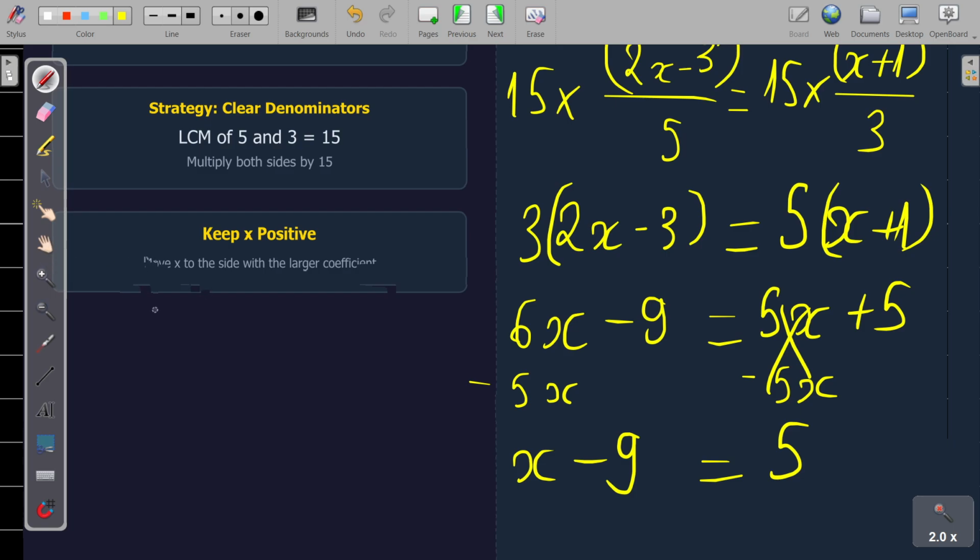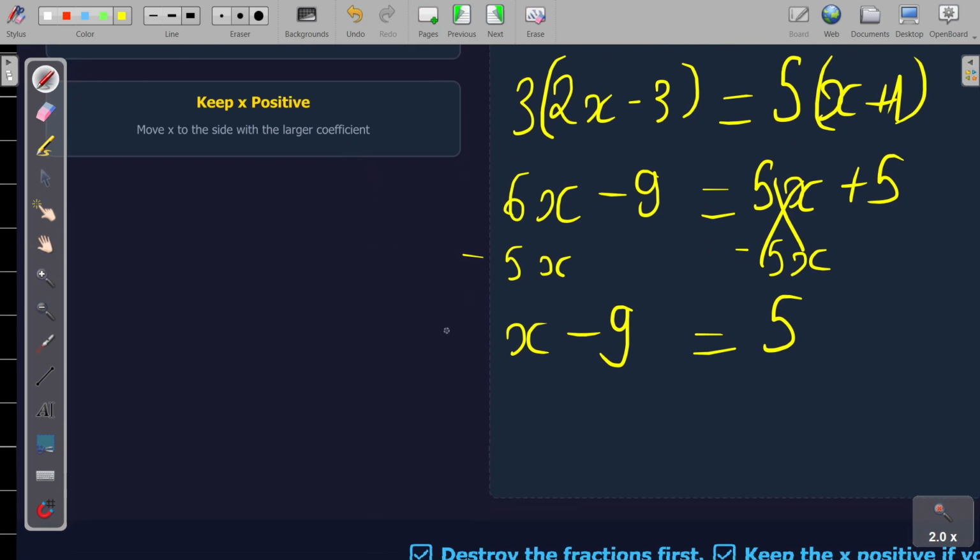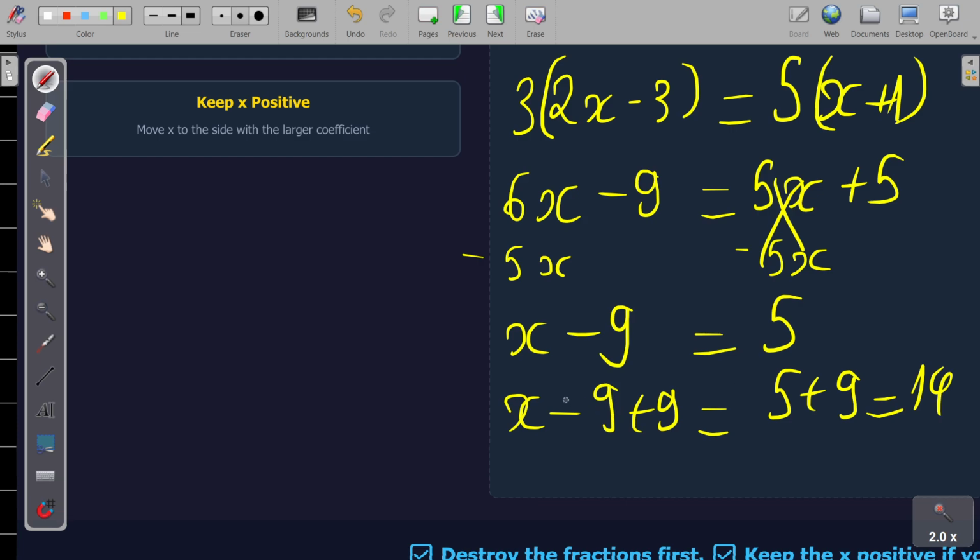x is on one side, and I have only numbers left, so I just need to isolate this x. I just need to add 9 to both sides because I'm minusing 9 on the left side here. So x minus 9 plus 9, 5 plus 9. This will give us 14. Minus 9 plus 9 will cancel each other out, and I will have my final answer of x equals 14.